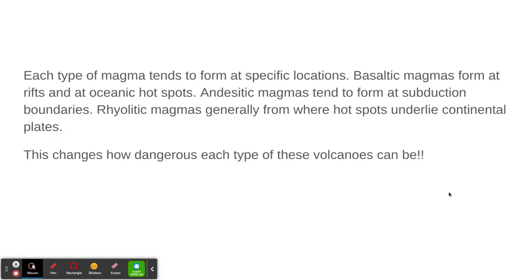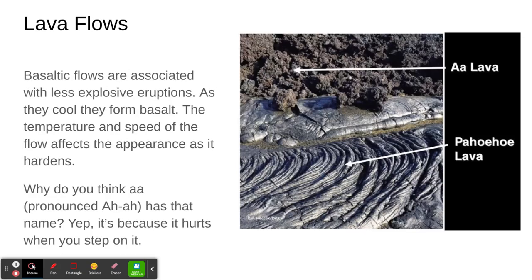So each type of magma tends to form at specific locations. You've got that basaltic, the most mafic, forming at rifts and oceanic hotspots. It's less dangerous, and the andesitic magma tends to form at subduction boundaries. Rhyolitic forms where you've got hotspots under continental plates. As a result, it changes how dangerous each of these types of volcanoes can be.